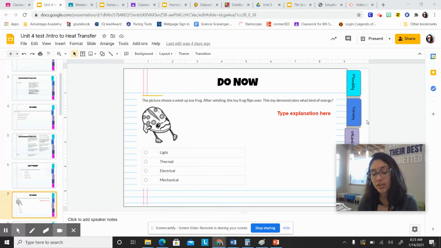Remember, light energy is also called electromagnetic. This is any kind of waves. Thermal energy is heat energy. Electrical energy is from the movement of electrons to make electricity. And then mechanical energy is movement energy. So if you read the question again, it's a wind-up toy, so you're winding the toy and then it flips over. So it's moving, so the answer here would be mechanical.